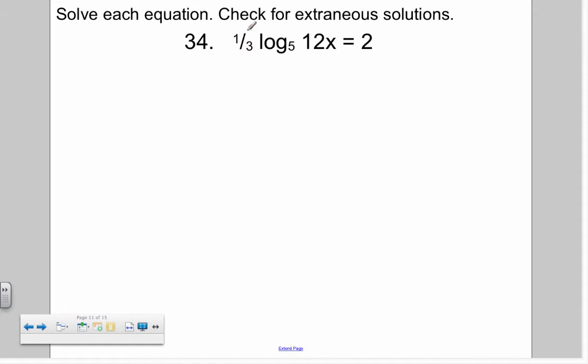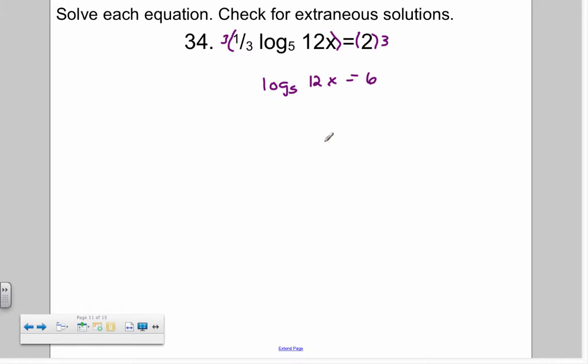In the front, I have this 1/3 power. So I can do one of two things. I can divide by 1/3 or replace it as a power. So I'm just going to go ahead and divide by 1/3, which is the same as multiplying by 3. So that'll give me log base 5 of 12x equals 6.